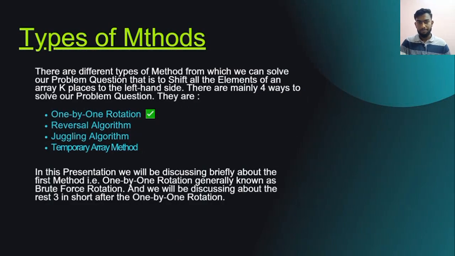As you can see, the next slide is about types of methods for solving my problem. So there are 4 types of method. One is the 1x1 rotation method, in which you can see I have got a tick mark. So the whole presentation will be discussed on this particular topic briefly. Then the second one is the reversal method, then the juggling method, and then the temporary array method. So let's move on to the next slide.